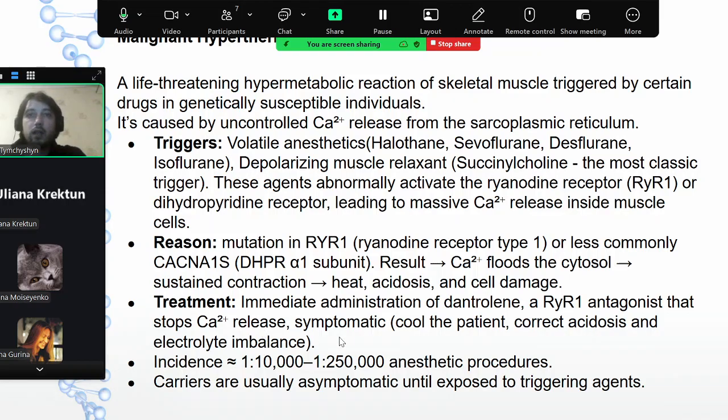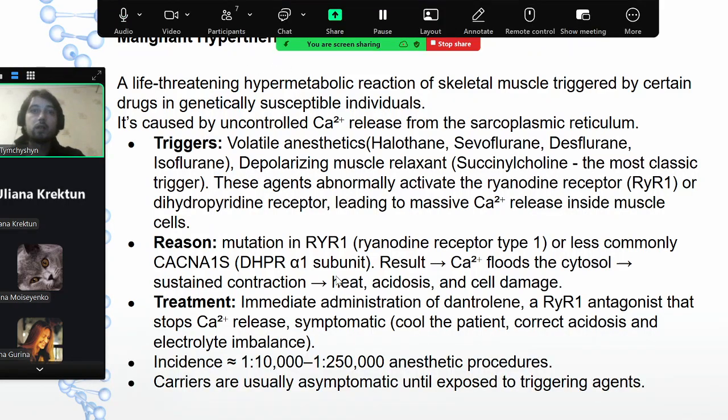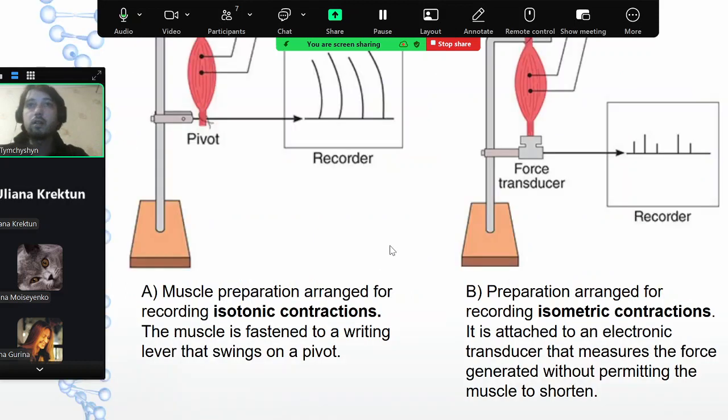It's not often seen, like one person in 250,000 or something like that, and carriers are usually asymptomatic until exposed to triggering agents. So one may not know that one has this mutation, and it may cause such large problems. Of course, you might get why it's called hyperthermia: if you are releasing a lot of calcium, everything starts twitching, a lot of energy is lost as heat, and this may overheat the patient.